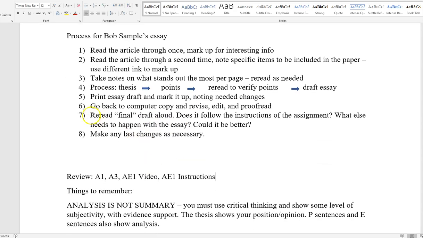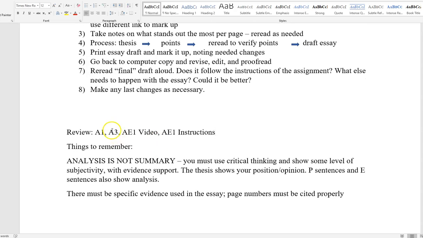And then I remind you to reread your final draft aloud. So when you think you are done, you read it aloud. And you go back and check those instructions. Did you follow the instructions of the assignment? What else needs to happen with the essay? Could it be better? And then, of course, make any last changes. I remind you to review A1, A3, the AE1 video, and the AE1 instructions. And you know what? The rubric for this assignment.